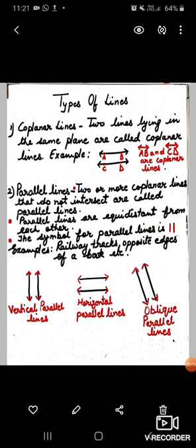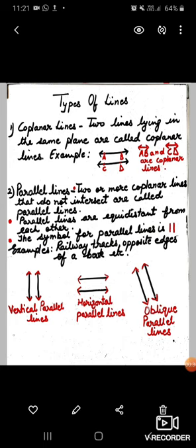Our first line is coplanar lines. What are coplanar lines? Two lines lying in the same plane are called coplanar lines. Here the example is given. It is shown that AB and CD are lying in the same plane and they are called coplanar lines.